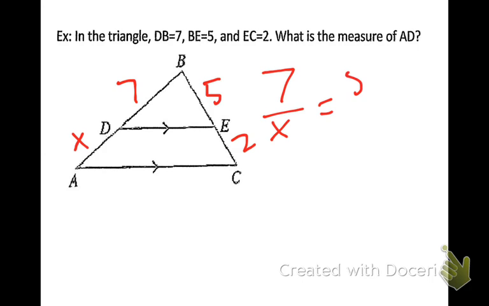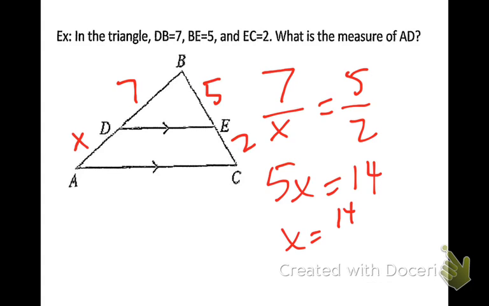7 is to x as 5 is to 2. Cross multiply: 5x equals 14. So then x equals 14 over 5, right? And that's equal to AD. Questions there?